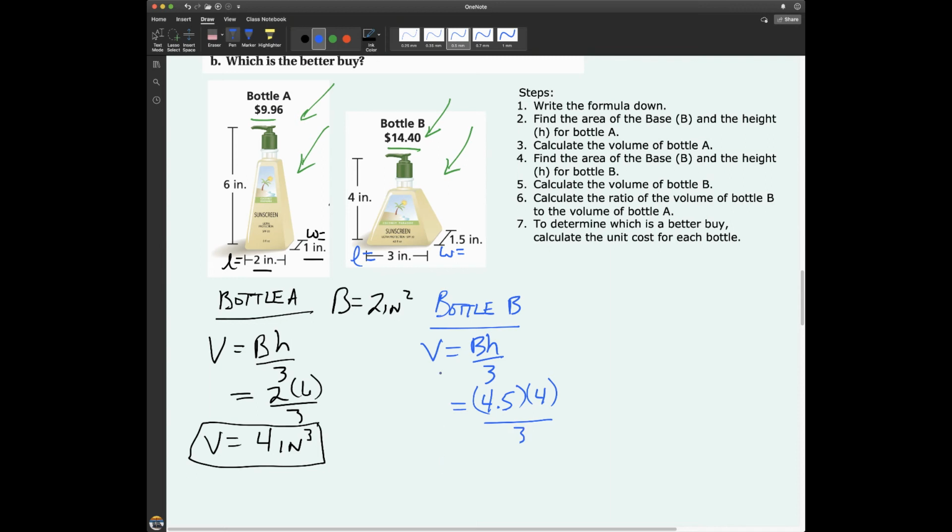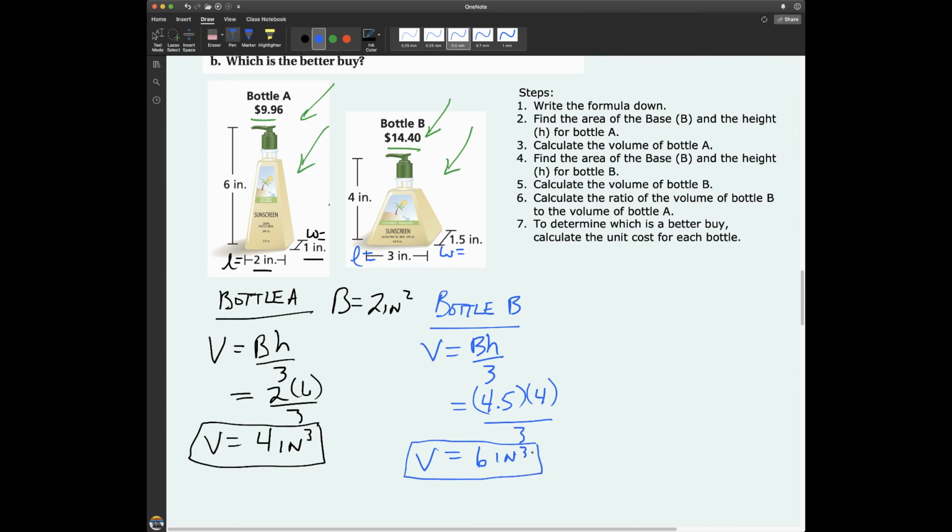All right, so this volume is going to be 4.5 times 4. 4.5 times 2 is 9. So 4.5 times 4, you double that, and then double it again. So it's 18, and 18 divided by 3 is 6 inches cubed.